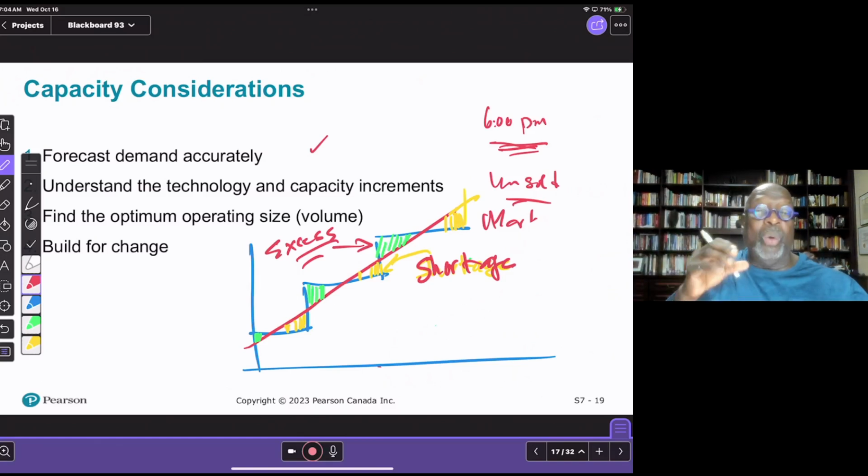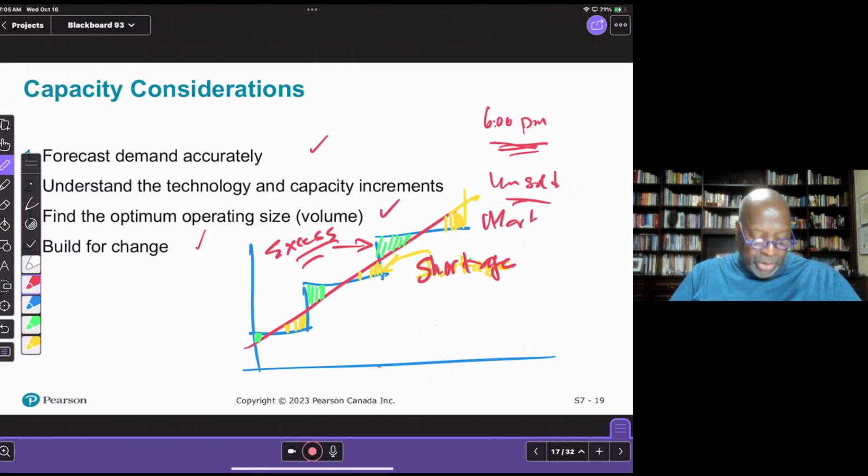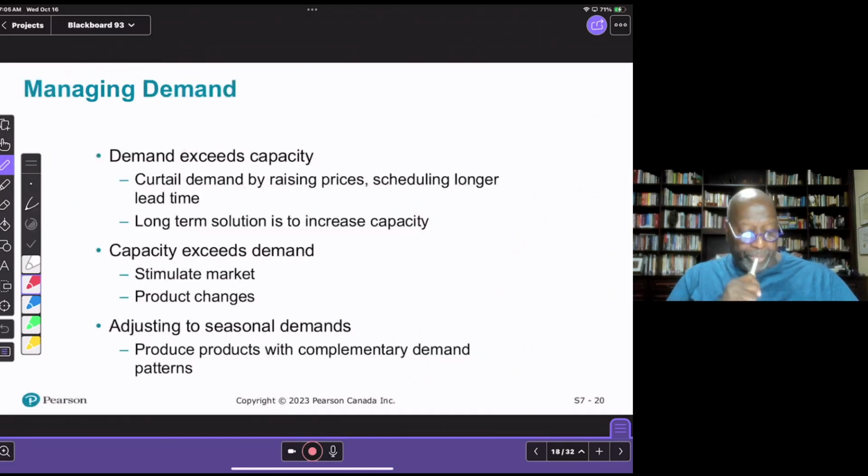It all depends on how quickly you could actually ramp up capacity, because if you start to get into a shortage and you cannot ramp up capacity very quickly, you may lose customers. So it's very important that you have an approach that allows you to balance your capacity and demand, right? So you need to find your optimum operating size, and you need to build for change, which is what I was just discussing.